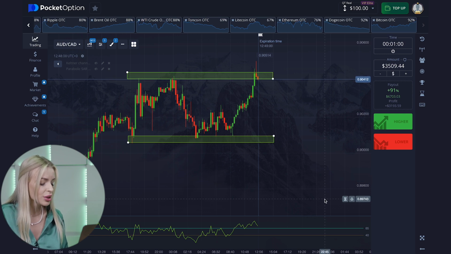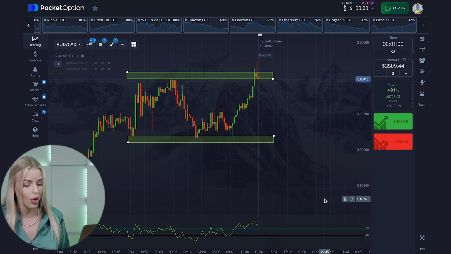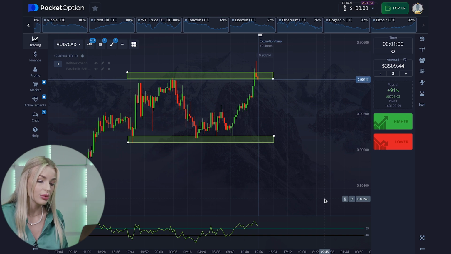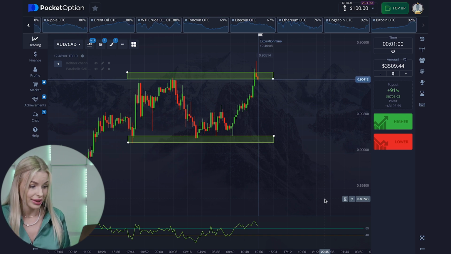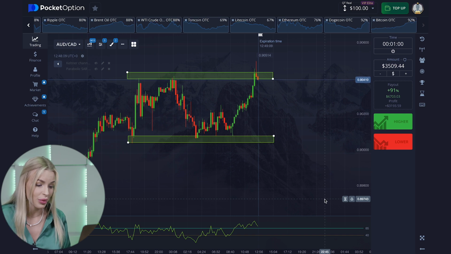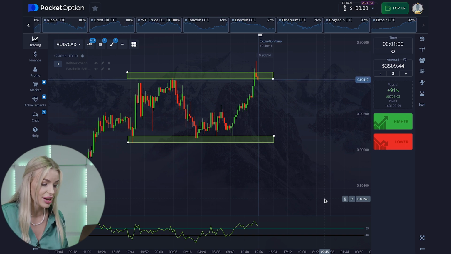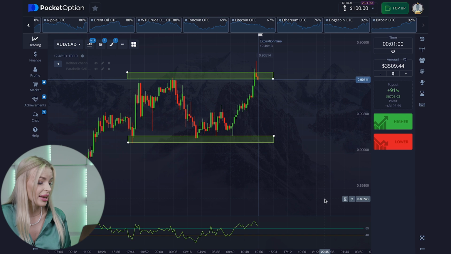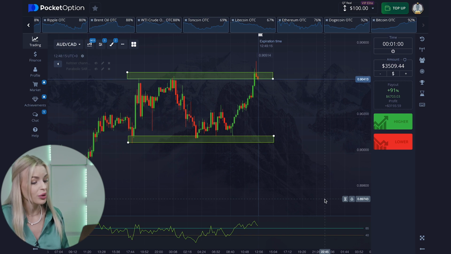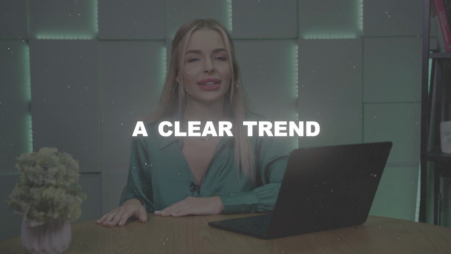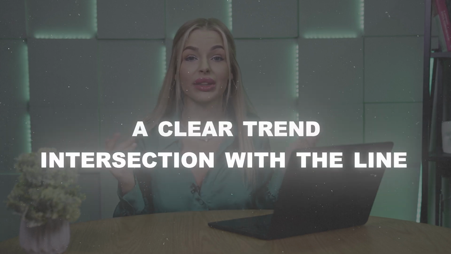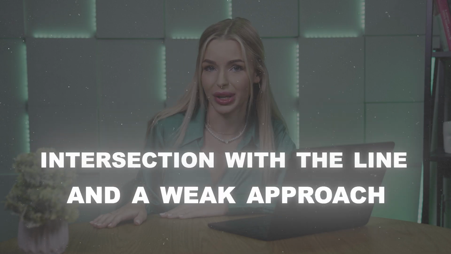If the market generally tends to fall, we should only open deals to the downside because the trend is our friend. Logically, we need to do this exactly when the RSI histogram touches line 65, and we can see a weak approach to the level. Remember these 3 points: a clear trend, intersection with a line, and a weak approach. You can start a deal when you see this combination on the chart.